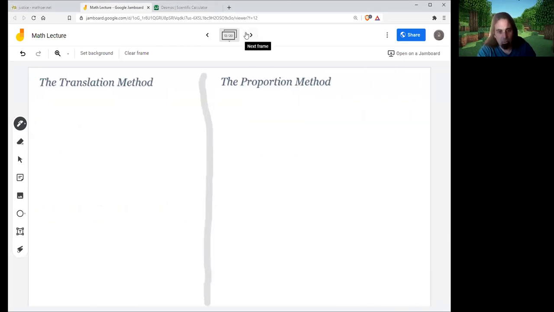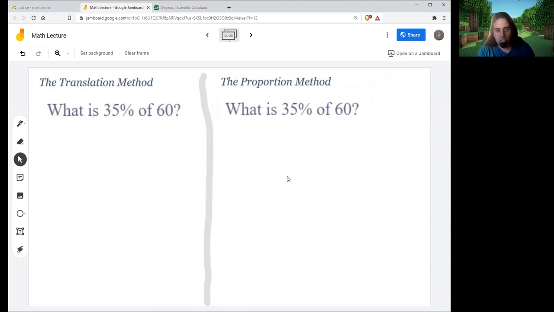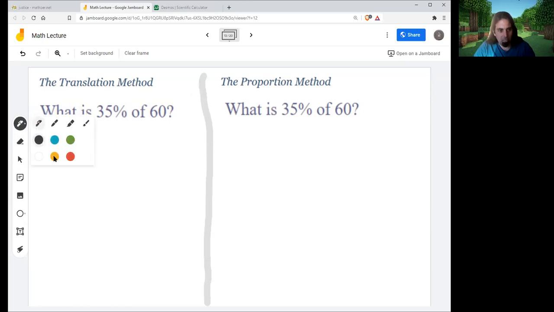So we're going to do the same problem 2 different times. What is 35% of 60? In the translate method, I just take all of these things and I translate them. And this is something you've seen before with lots of other types of math problems. What do I change the word what into when I want to make an equation? Y. My y or x or whatever letter. I happen to like y.